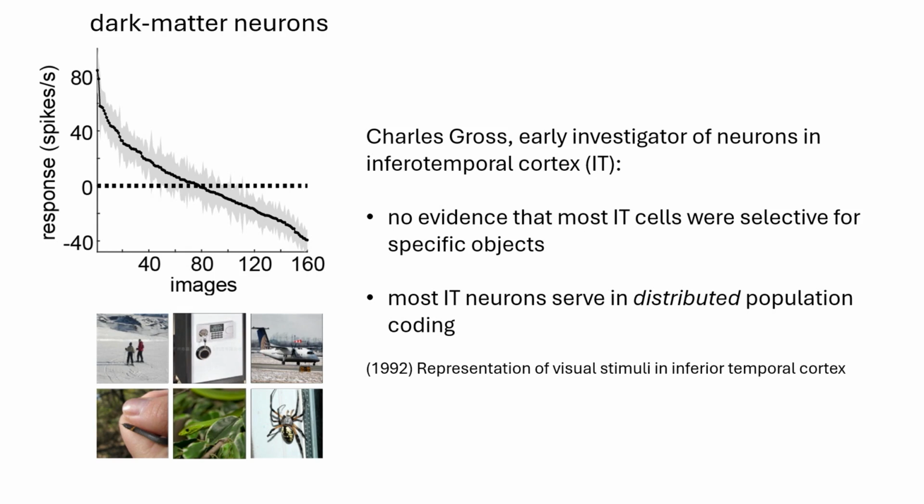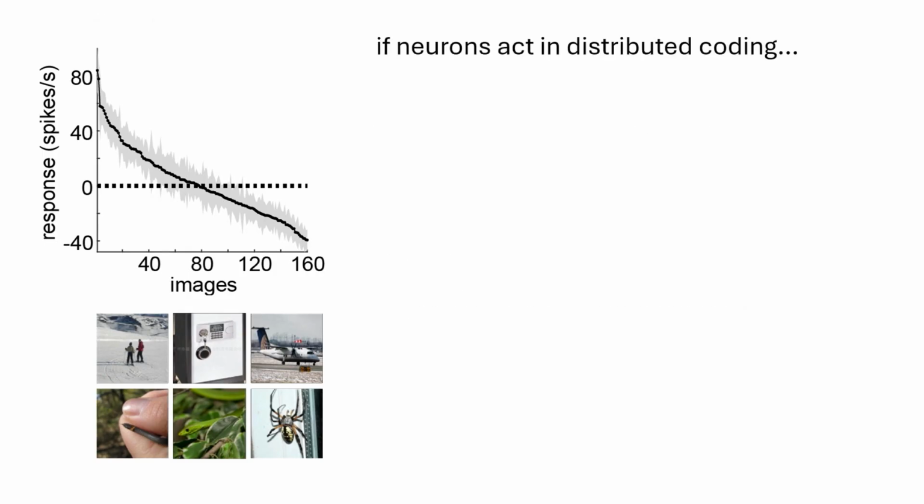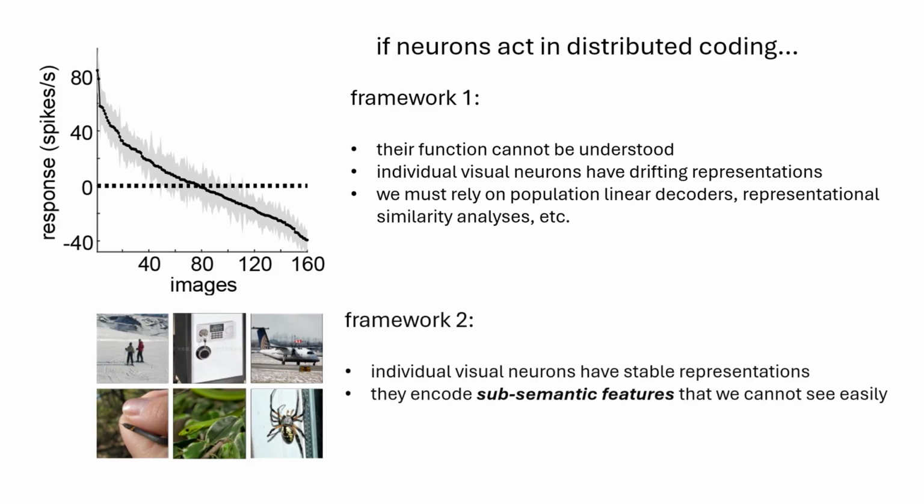When presented with this kind of stimuli and this kind of neurons, Charlie Gross, one of the early investigators of inferotemporal cortex, pointed out that there is no evidence that most IT cells were selected for specific objects, and so what they were doing is basically serving in some kind of distributed population coding, which is likely right. But then it gives rise to alternative perspectives about what neurons are doing in a distributed code.